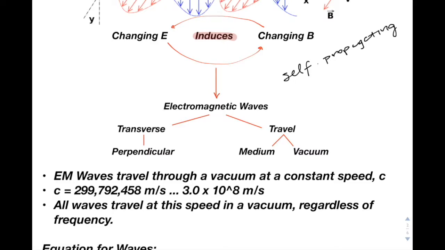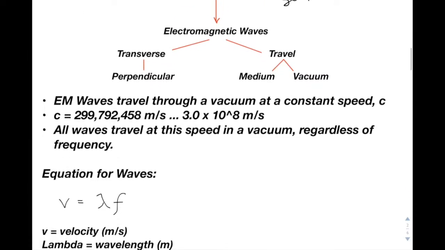So you should know that all electromagnetic waves travel at this speed in a vacuum, regardless of their frequency. So if you ever see a question that asks you, for example, what is the difference between the speed of red light versus the speed of blue light in a vacuum, you should know that these speeds do not differ.